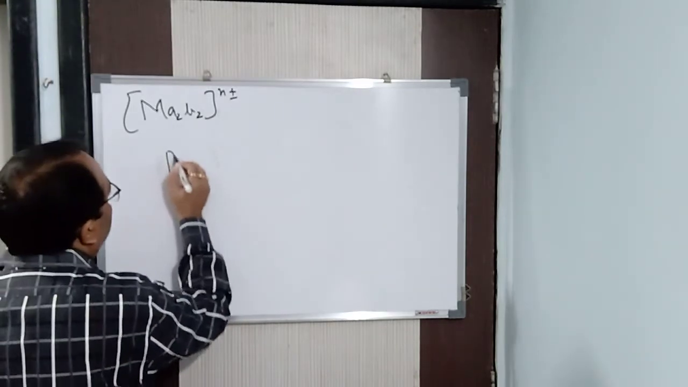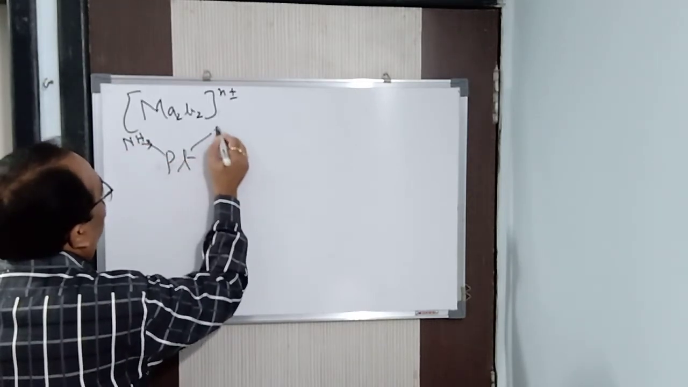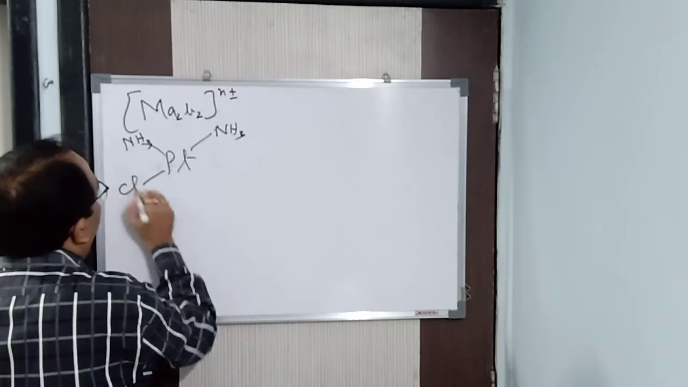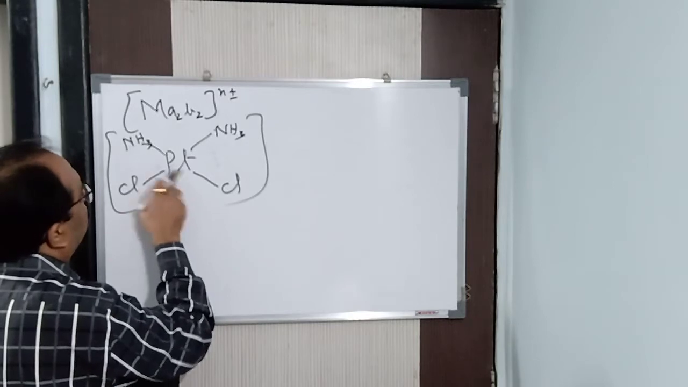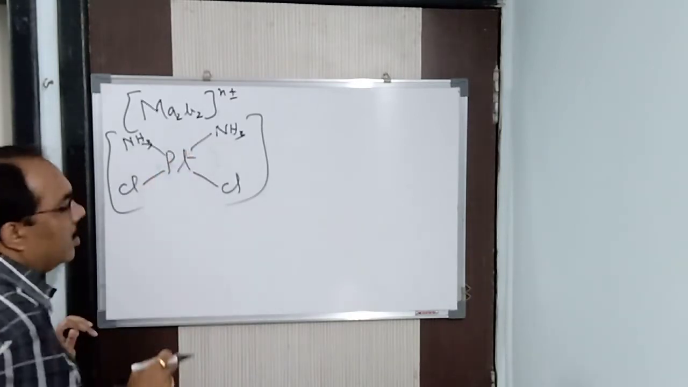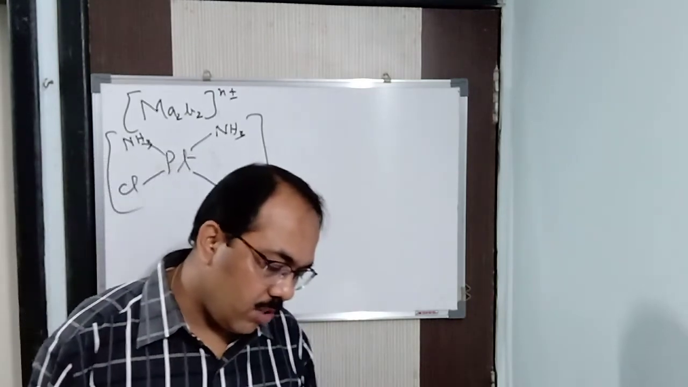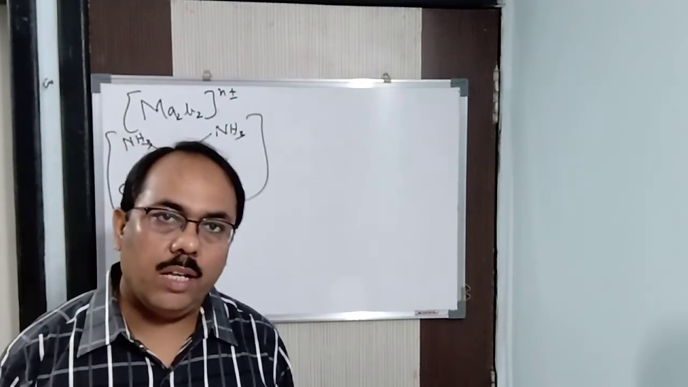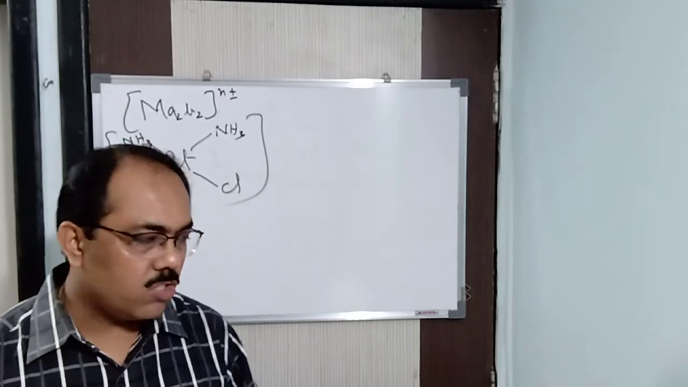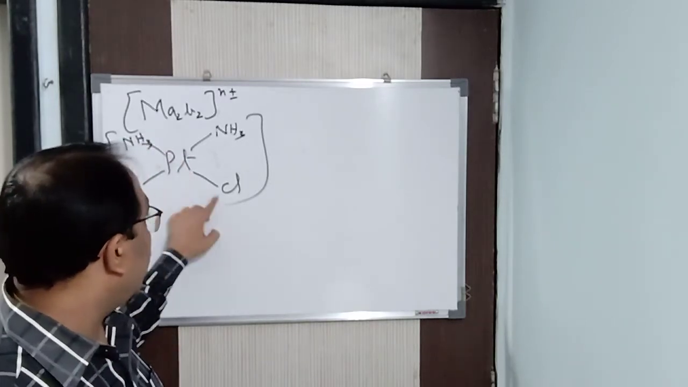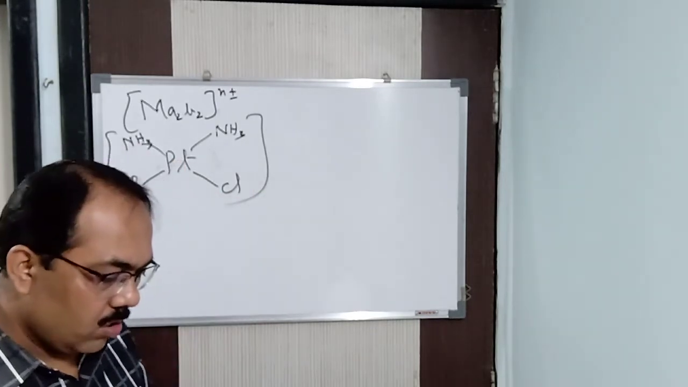So let us take Pt here, and A I am taking as NH3, and B I am taking as Cl. So what we find is Pt(NH3)2Cl2. NH3 is a neutral ligand, you know that. Pt is four-coordinate, so its oxidation number is +2. Cl has oxidation number -1, so two Cl give -2, and here +2. The net charge is 0, neutral.